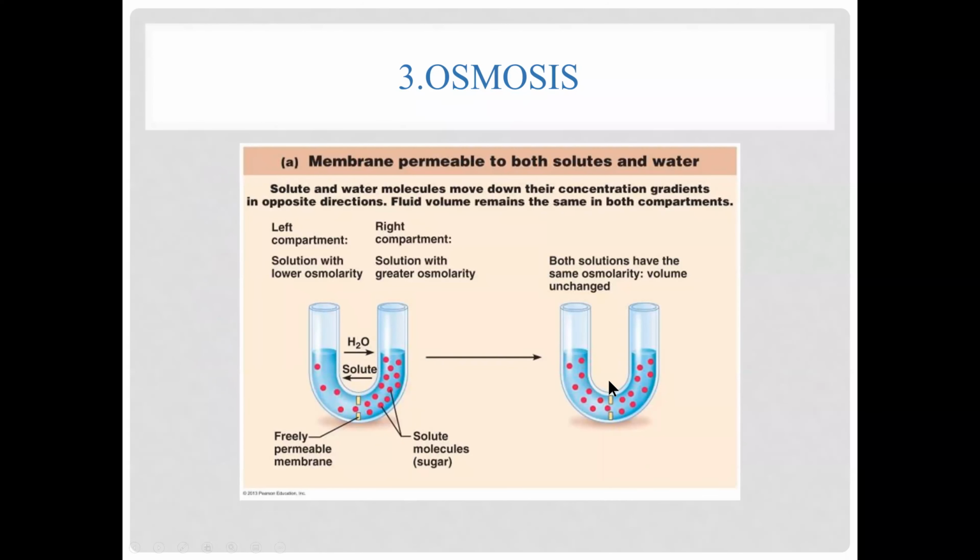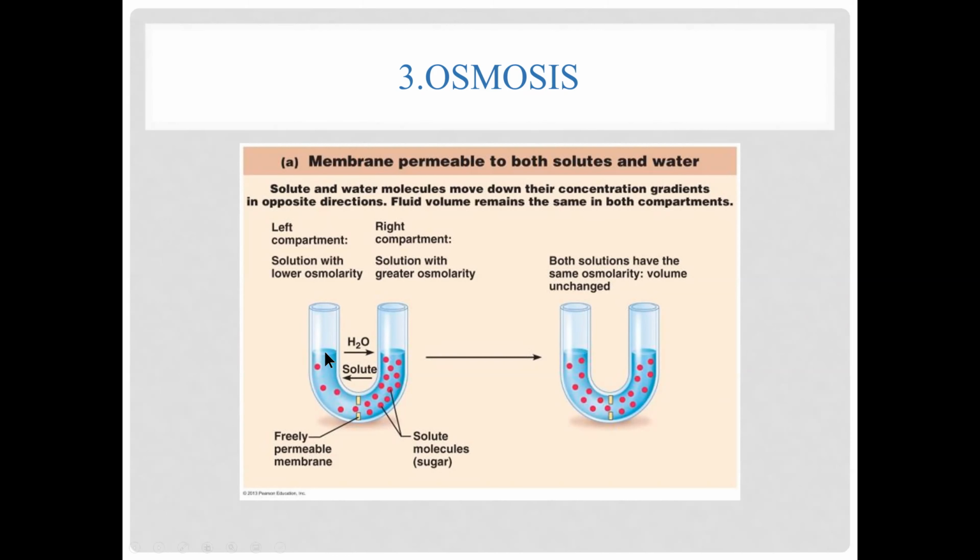So this is simple diffusion, except we've added a membrane, with solute on one side and water on the other. We have solute and water. The membrane is permeable both to the solute, which is the red particles, and to water. So we can have water move on both sides, and we can have solute move on both sides.